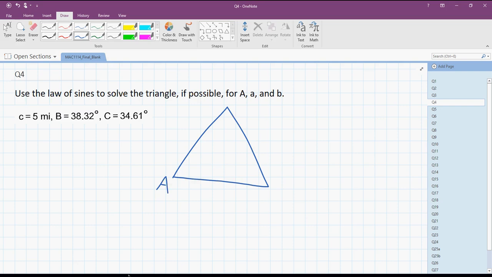Triangle A with little a across from it. If I let the top be big B, that means little b is across from it right over here. So that's the triangle that we're looking at. So what case is this? That's angle, side, side.